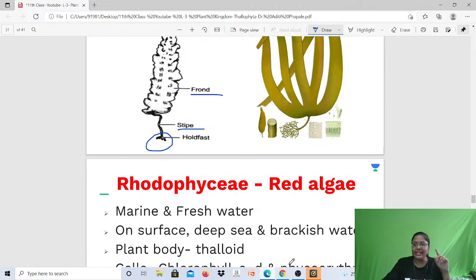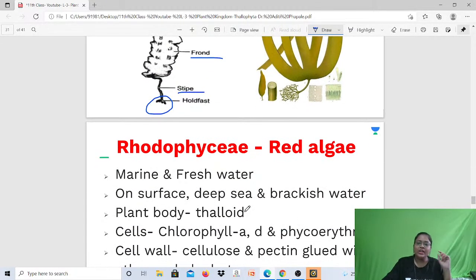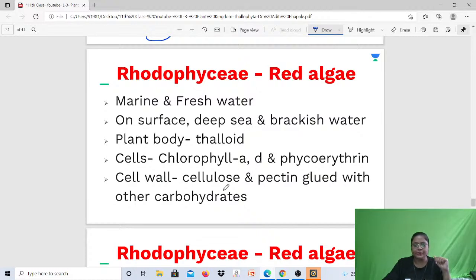So we have seen green algae and brown algae. Now we will discuss red algae. Rhodophyceae, that is red algae. Both are R. Rhodophyceae, red algae. They appear red in color. They are marine as well as freshwater.